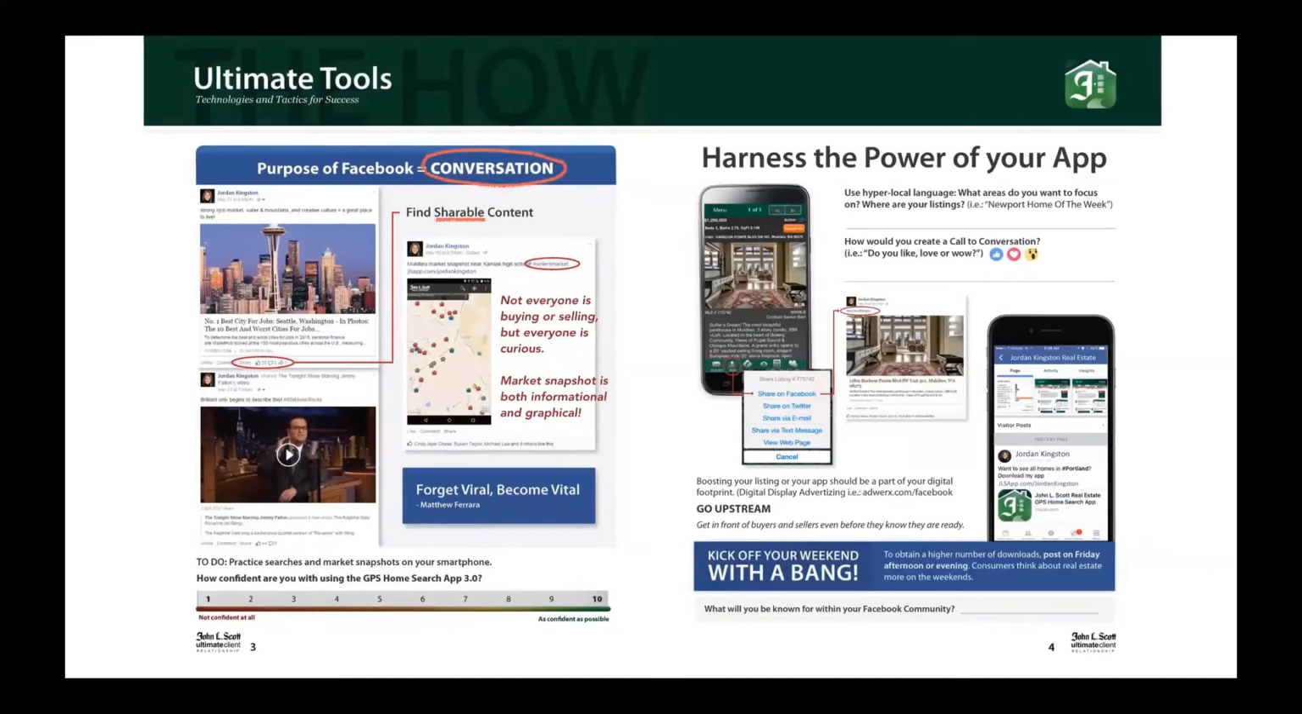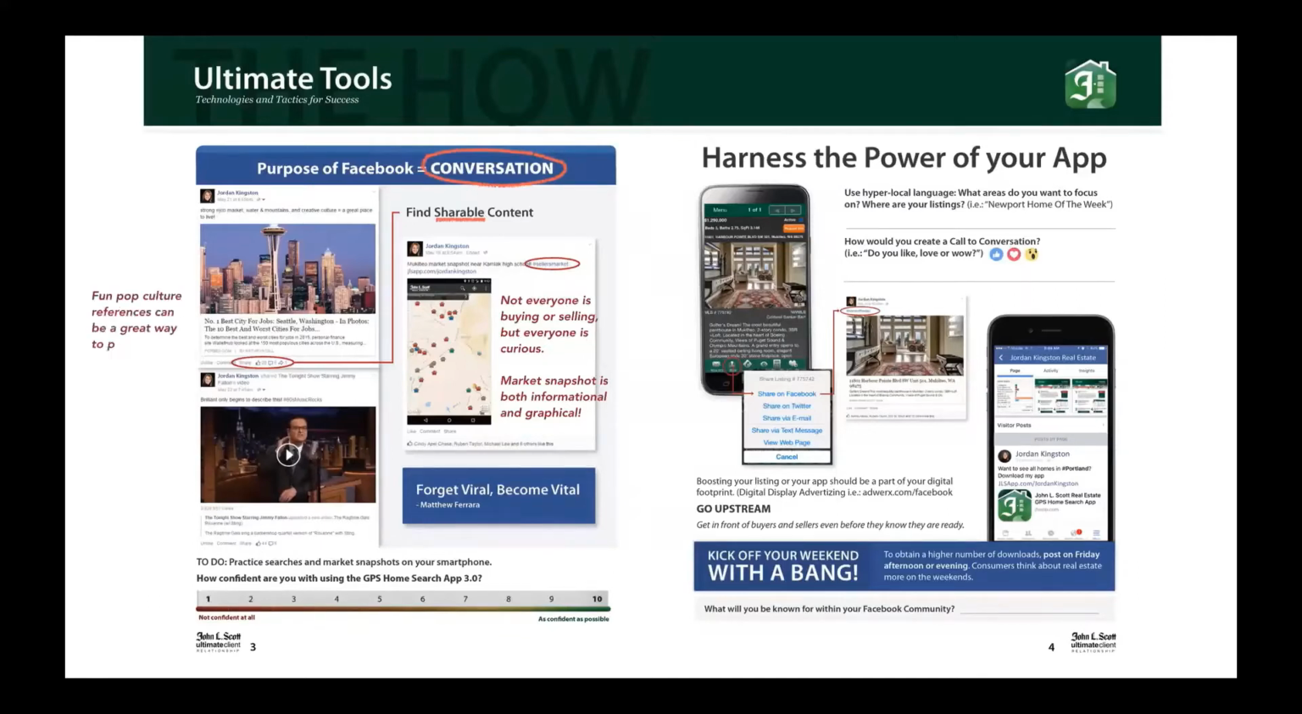I wrote something from a friend of mine, Matthew Ferrara, that I thought was really powerful. Forget viral, become vital. So everybody wants the latest viral whatever, typically some kind of video, to make them popular. But if you're popular amongst the people that care about you and your business, they'll connect you with others because you're vital to their relationships. When they hear real estate, they say, oh, you know what? Jordan Kingston, you have to use her. She knows what she's doing. She'll take care of you. You want things like that.